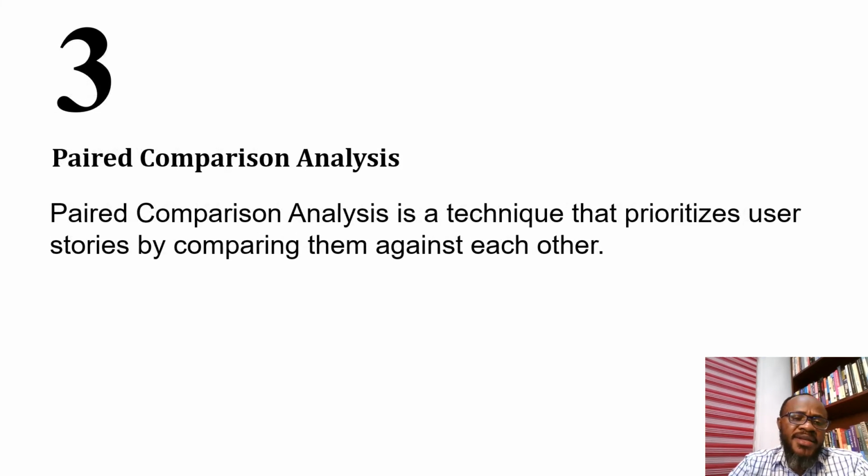The next technique is the paired comparison analysis, which is a technique that prioritizes user stories by comparing them against each other. It's just a lateral comparison of user stories. So the team will brainstorm, the team would check user stories against each other to determine which ones provide more value to the user, and then eventually we'll end up prioritizing some of the features over others.